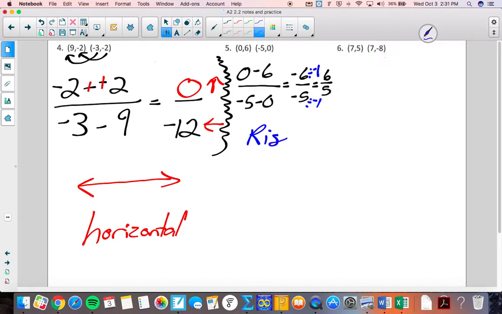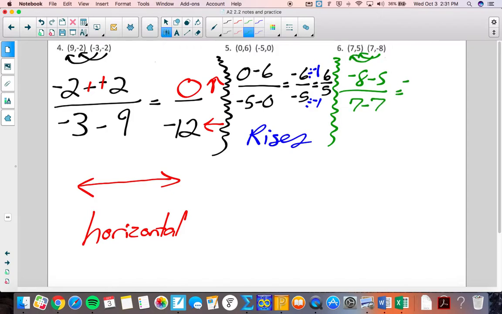Let's change colors one more time. Here we get negative 8 minus 5 divided by 7 minus 7. On top we get negative 13. On the bottom we get 0. You can't divide by 0. It's kind of like we're dropping 13, and because we're going down, our rise is 13, which actually means we're falling, but we're not moving left or right. This is a problem. This is an undefined slope. It's a vertical line.